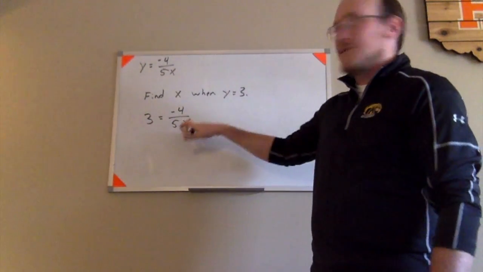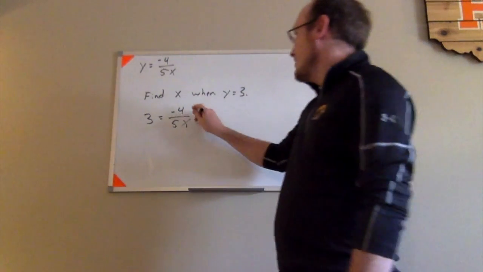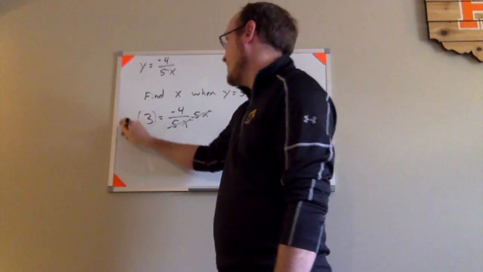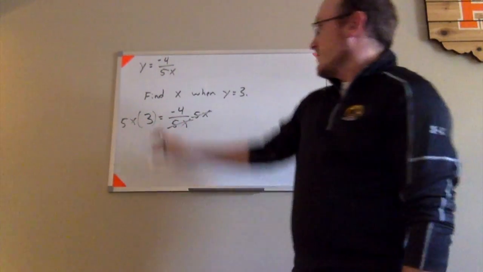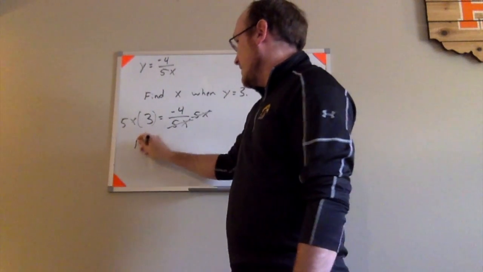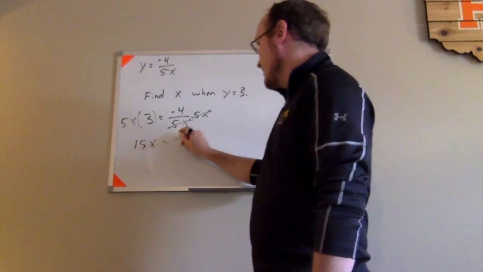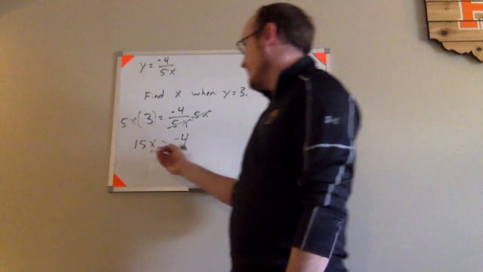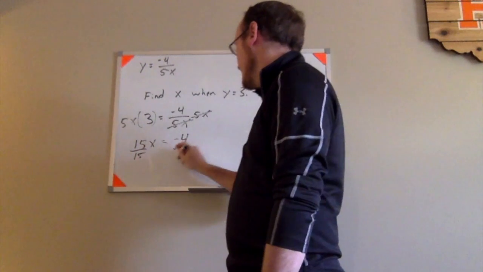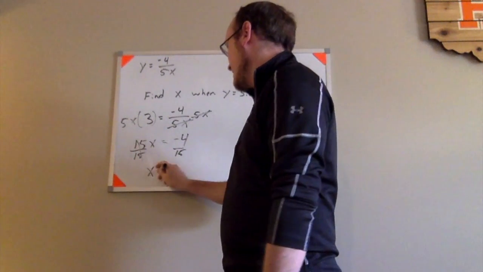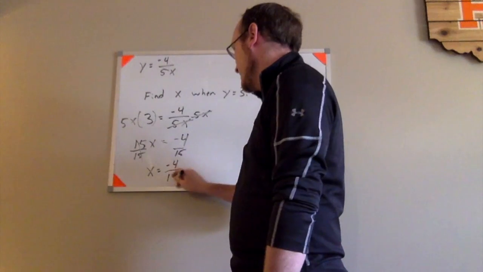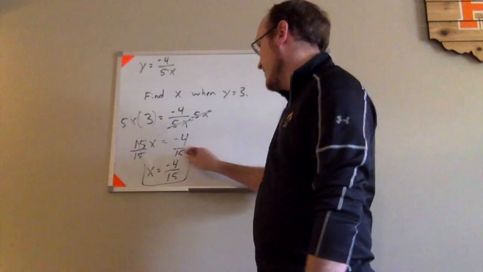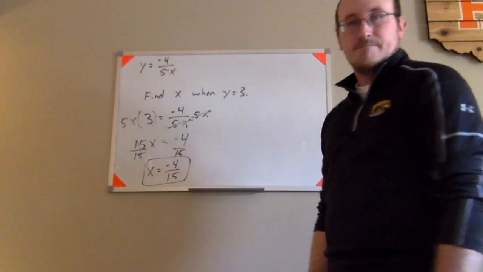I've got to get my variable off the bottom here, out of the denominator. I'm just going to multiply both sides by 5x. That would cancel out completely on this side. I need to multiply by 5x on that side as well. 5x times 3 is 15x. On this side, I'm just left with negative 4. And then to solve for x, I need to divide both sides by 15. And I have x is equal to negative 4/15. And that is a simplified fraction, so I'm just going to stop right there. X is equal to negative 4/15 when y was 3. And that's how you do that.